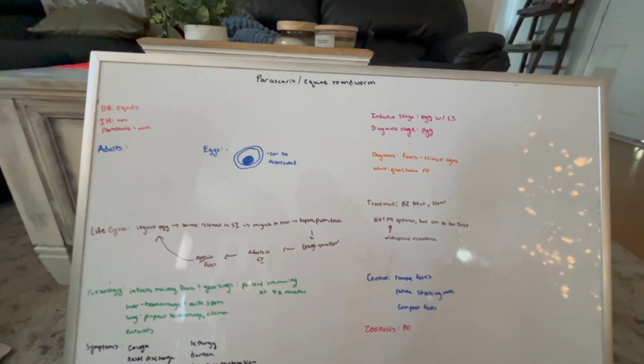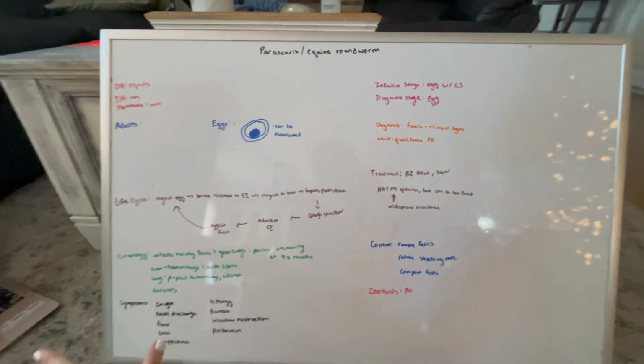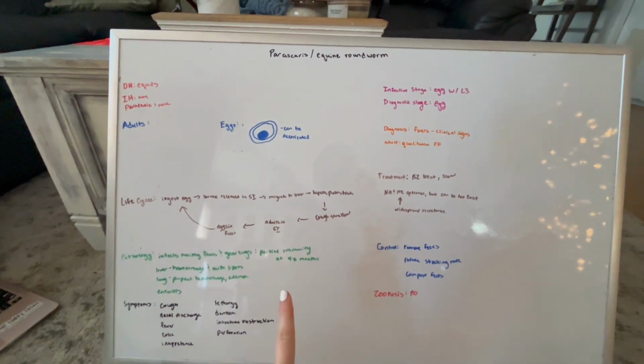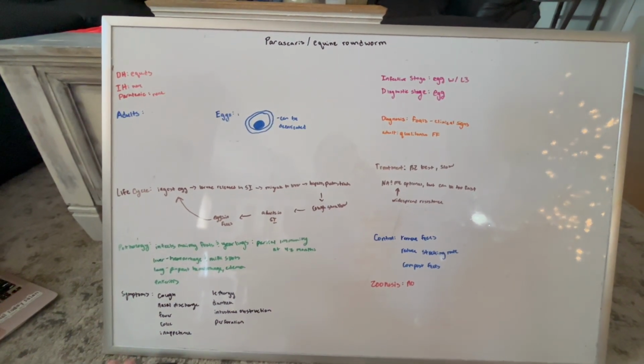So this is Parascaris. Oh, sorry. This video is for the horses. Only the horses. It'll be kind of long because there's quite a few. But this is Parascaris, which is the equine roundworm. Sorry that I don't have any adults in these videos.